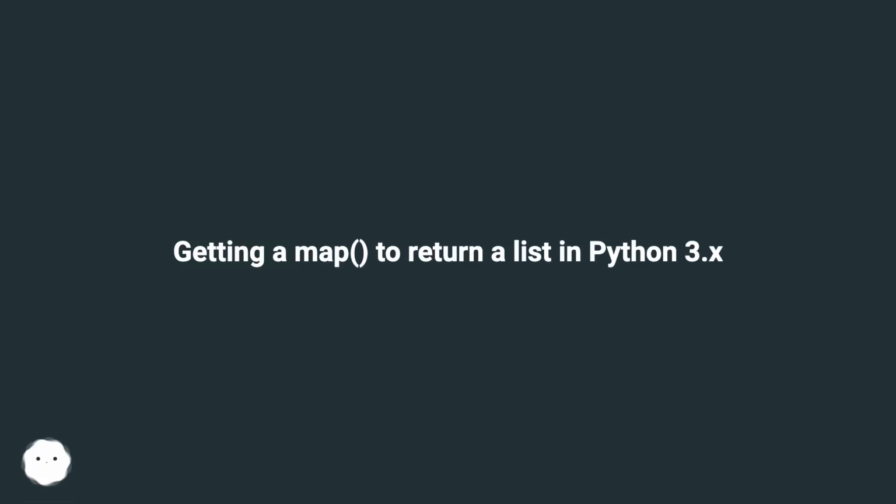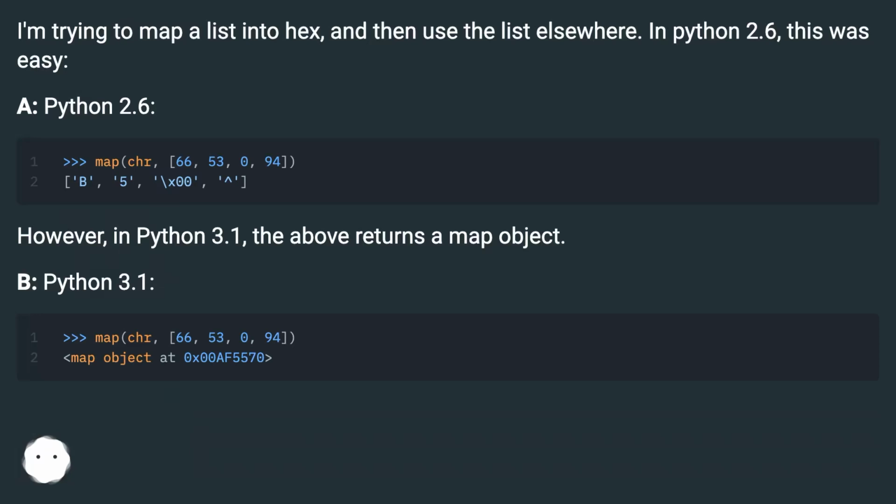Getting a map to return a list in Python 3.x. I'm trying to map a list into hex, then use the list elsewhere. In Python 2.6, this was easy. A. Python 2.6.